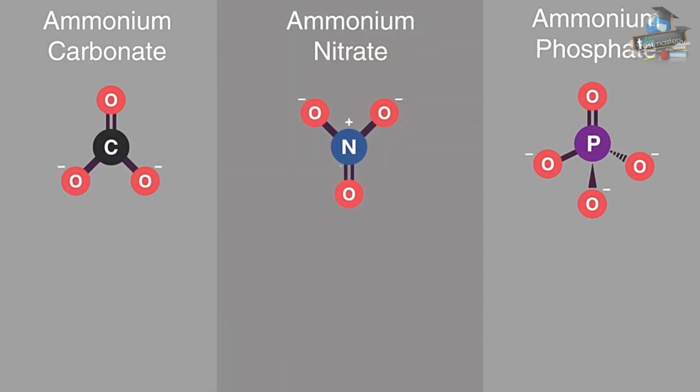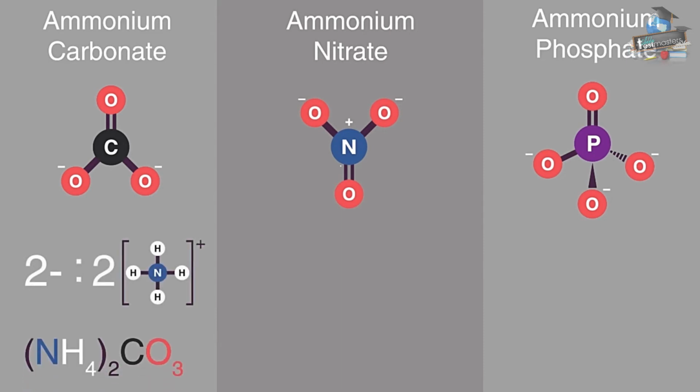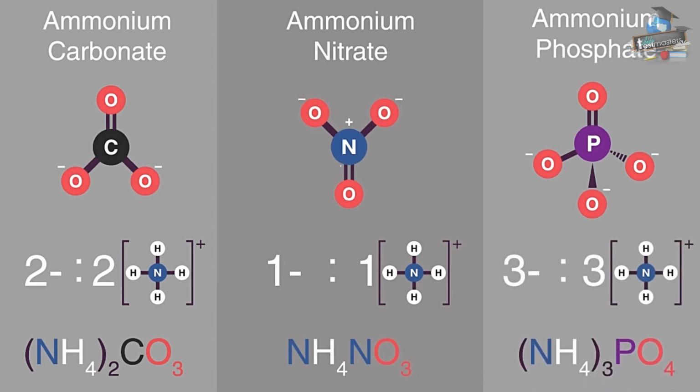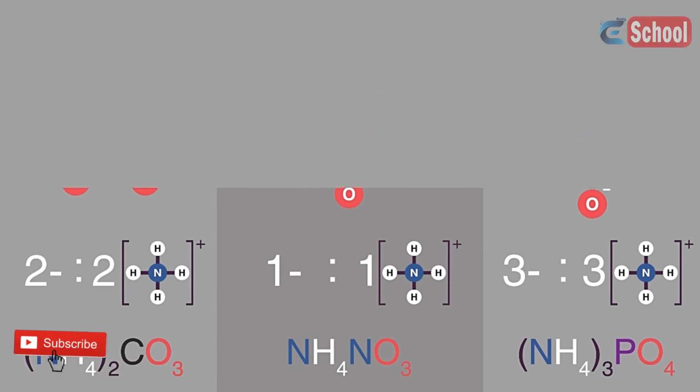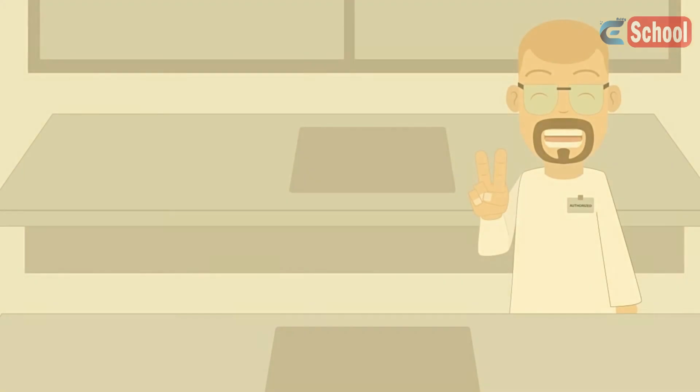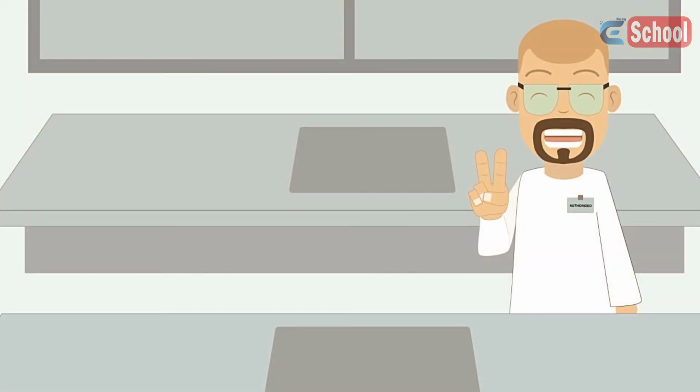The carbonate ion has a 2- charge, so to balance this we need 2 ammoniums. The nitrate is -1, so here we have another 1:1 ratio. And the phosphate is 3-, so 3 ammoniums are needed. Pay attention to the use of brackets here. How did you do? As well as being a fertiliser, ammonium nitrate is also used to make explosives, but it's fair to say you won't be doing this in the lab until you become a very experienced chemist.